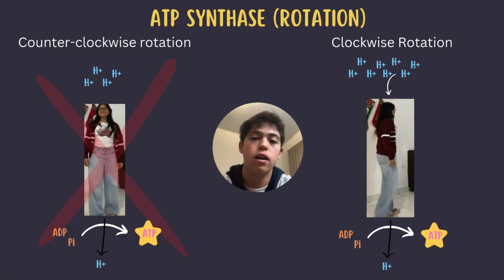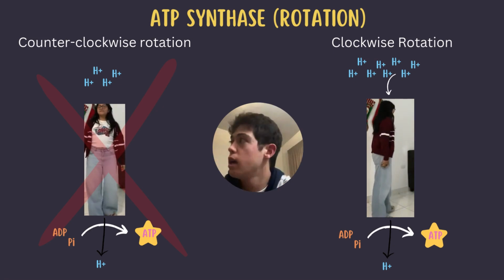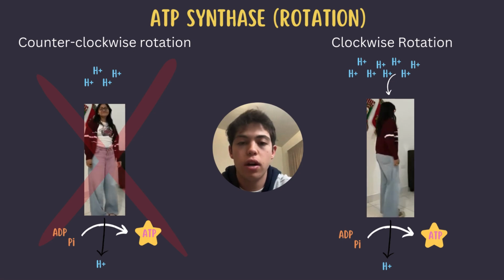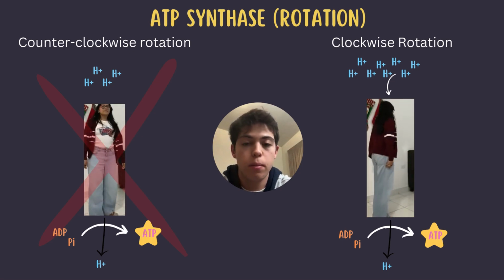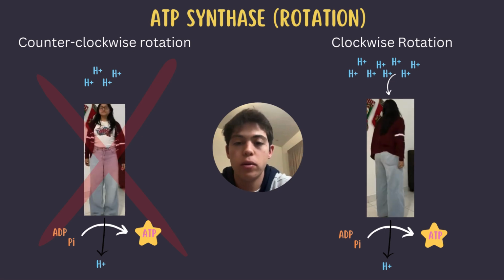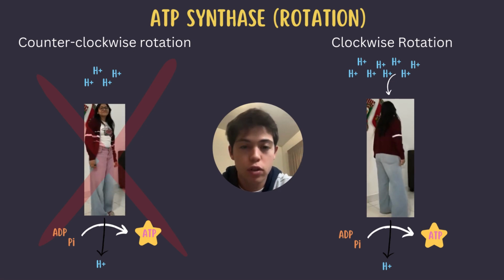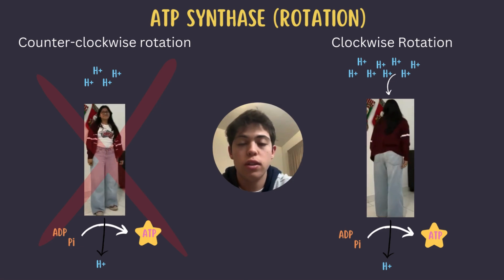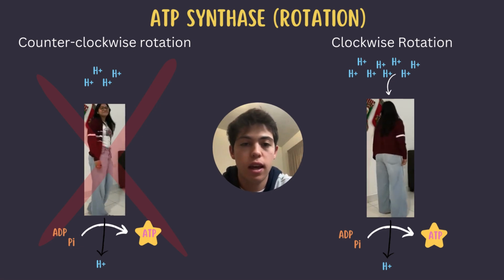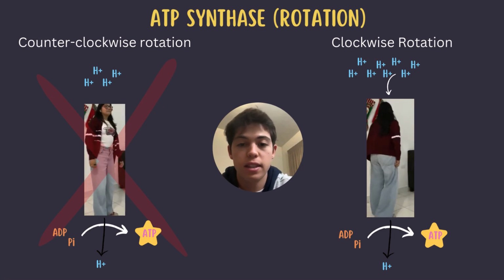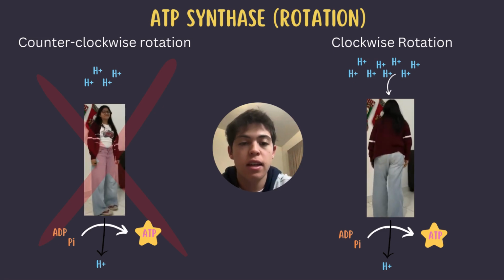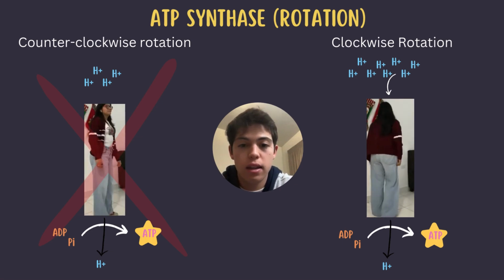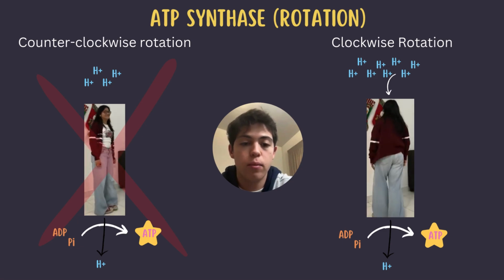It is not a counterclockwise rotation as shown on my left. This is because the arrangement of molecules and their charges make it thermodynamically unfavorable for it to move this way. So the clockwise rotation then induces a conformational change in the ATP synthase catalytic site, and it is exactly what gives the energy to ADP and inorganic phosphate so that they can produce ATP.